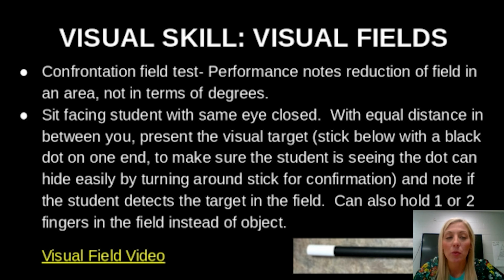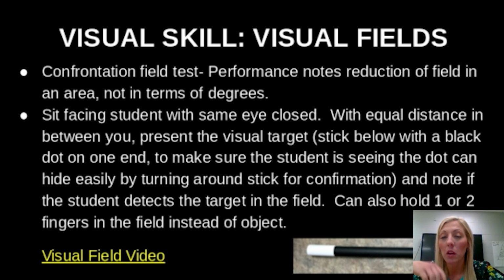The next area that we do is visual fields. And this area is really hard, I think, to test. It's very informal. But one of the ways that we do it is you sit facing the student, and then you have them close the same eye. And with equal distance in between you and the student, you present a visual target. So like I use a black stick. It looks like a magician stick, I think, with a dot on the end of it. And you make sure the student is seeing the dot, you can hide it easily by turning around the stick. And then you know if the student detects the target in the field.